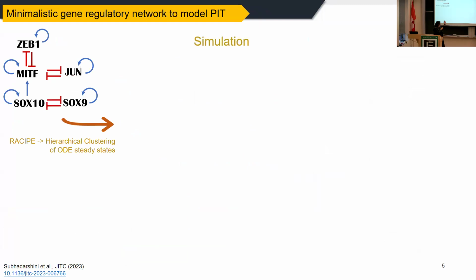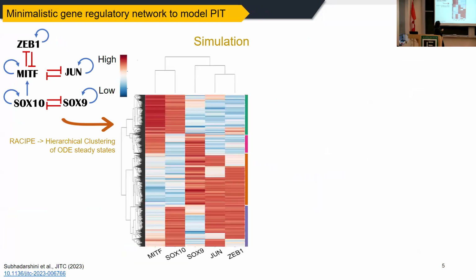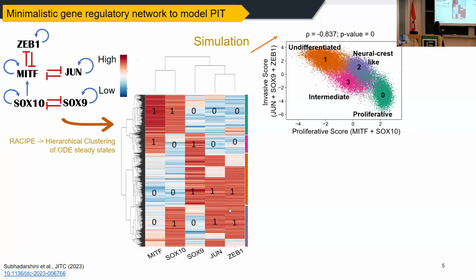If you look at the steady state solutions varying all these parameters and then arrange them as a heat map and do a hierarchical clustering, you can see that some of the transcription factors co-express together, for example, MITF and SOX10, and some of the other transcription factors are co-expressed together. So typically this gives you 4 clusters. In the green cluster you have your MITF as high, your SOX10 high, and you can now just binarize their expression based on highs and lows, ones and zeros.